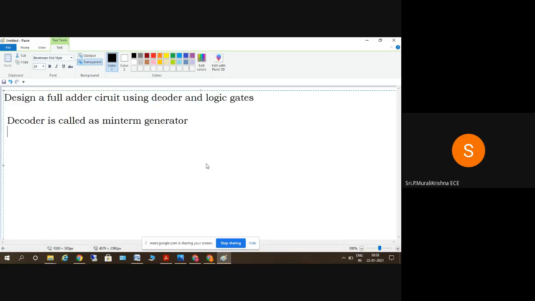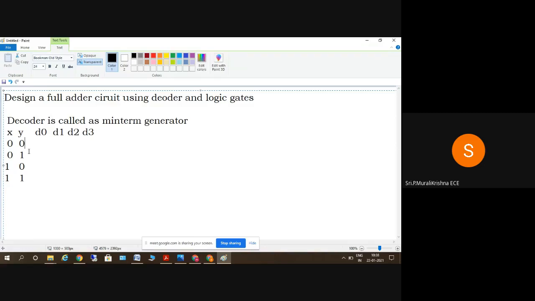Generally, you can see here, take this 2 to 4 decoder. If I say D naught, D1, D2, and D3, what are the outputs I'm getting? I'm getting the outputs for the inputs 0 0, 0 1, 1 0, and 1 1. That is nothing but all the min-terms. All the min-terms are generated as outputs here.